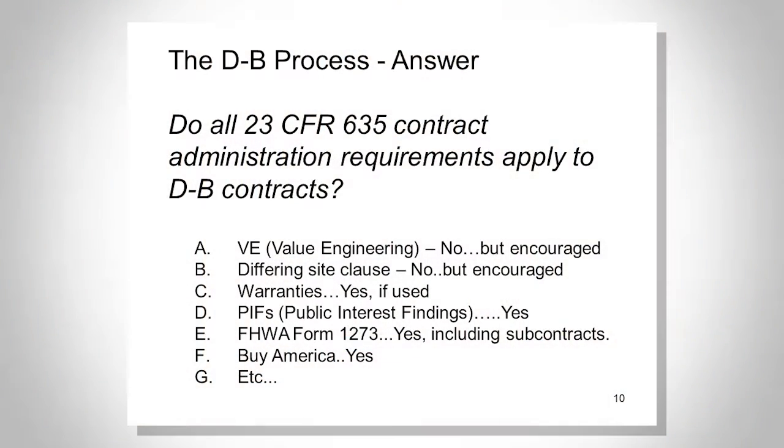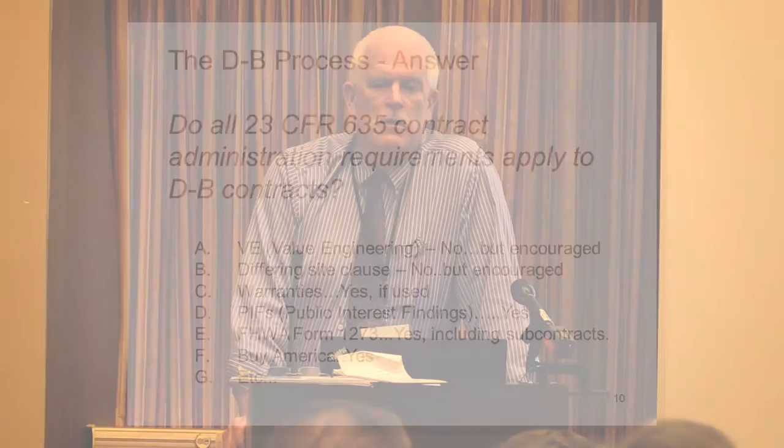Okay, next is differing site clause. Again, for federal highways, that's not a requirement like in design bid build, but it is encouraged. So do you guys always include differing site clause? Okay, would you include it in the design build project? Okay, why would we do that? Because a lot of times they get asked, is that federal highways requirement? If it's not a requirement, we're not doing it. So why would you want to include something that's not a federal highways requirement?